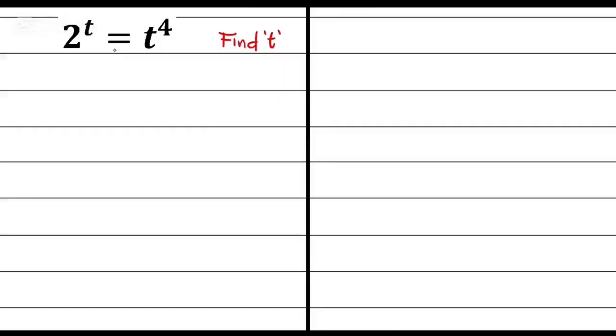This is a type of question where quite a number of people are still missing the first step. 2 raised to the power of t equals t raised to the power of 4. Then we're going to find what the value of t is.